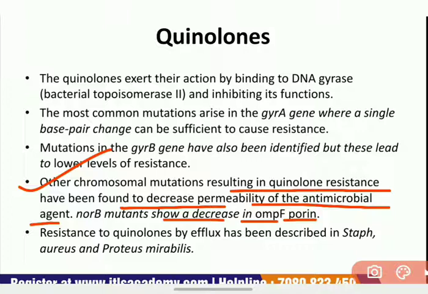Although NorC mutants have altered OmpF and lipopolysaccharides, the mutations are not in the OmpF gene itself but appear to occur in a gene or genes whose products regulate OmpF. NorC mutants are less susceptible to some quinolones such as ciprofloxacin but more susceptible to others.